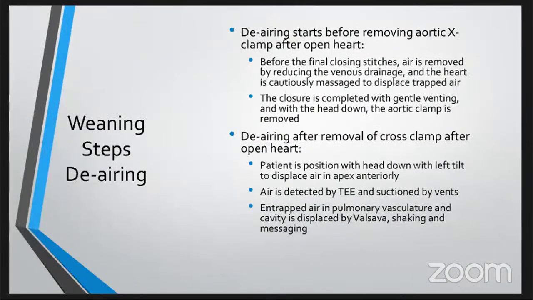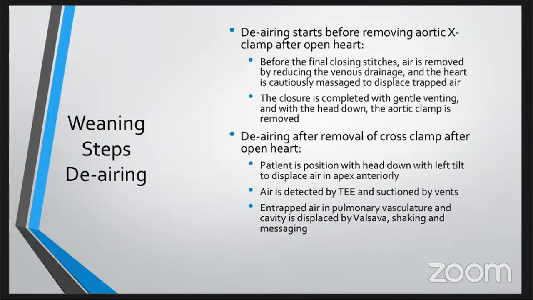De-airing usually starts before removing the cross clamp after open heart surgery. So before the final closing stitches, air is removed by reducing the venous drain, and the heart is cautiously massaged to displace the trapped air. And the closure is completed with a gentle venting and with the head down and aortic clamp removed.